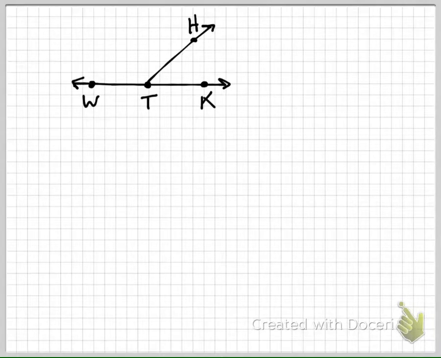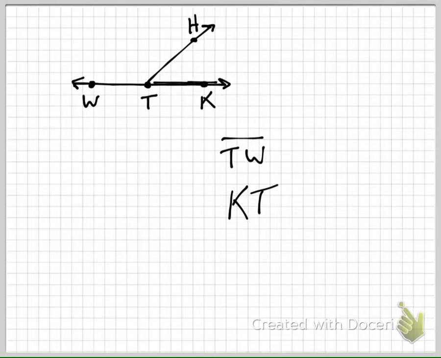Name a line segment. Name for me a line segment, Jack. TW. And you would write it as TW because in alphabetical order, that's how you'd put it. That is one of the line segments. Name another line segment. KT. KT is a line segment. That's talking about this little spot right here, right? Line segment KT.